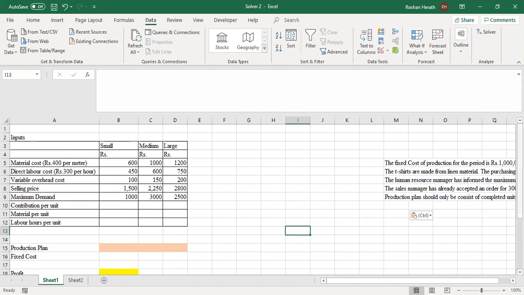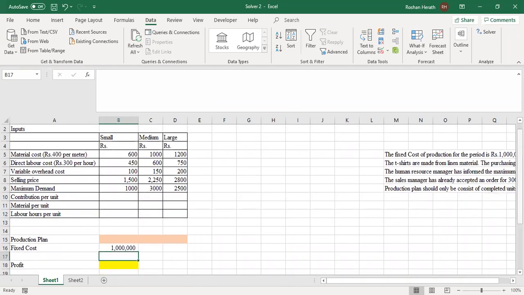So accordingly, you may start with the given information. You were given information about material, direct labor, and variable overhead; likewise the information is given. Also the selling price and the maximum demand are given. Then the question also says that the fixed cost is 1 million. So therefore I might identify the fixed cost as well. Fixed cost is 1 million.